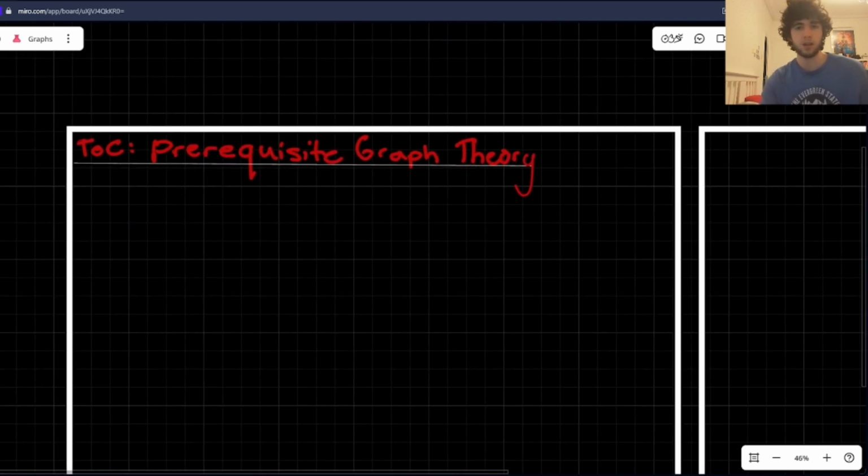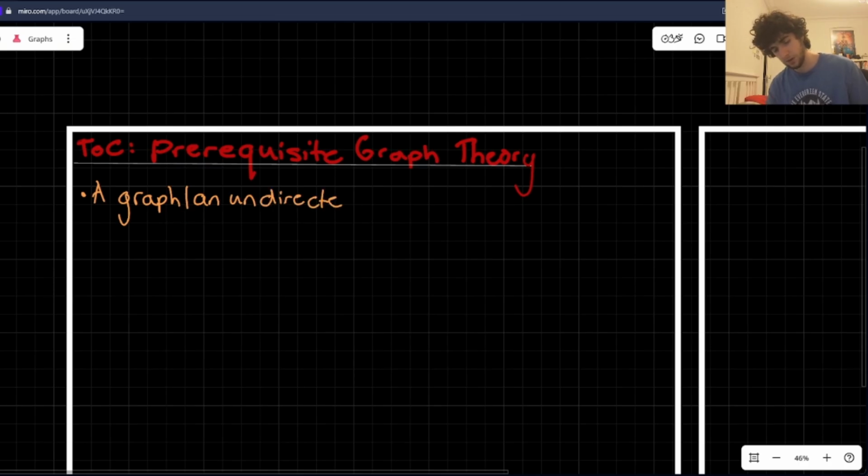Okay. So first things first, what is a graph? A graph, or you can call it an undirected graph. If you want to be specific, what I'm talking about here is an undirected graph. So a graph or an undirected graph is effectively a set of points with lines connecting some of the points, basically.